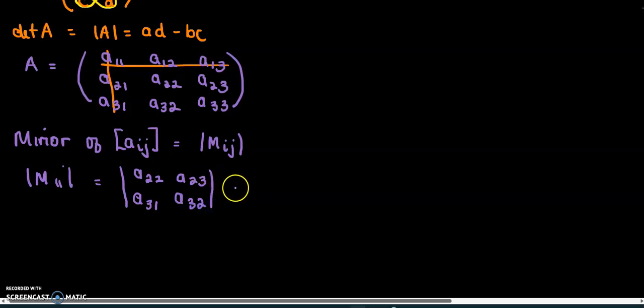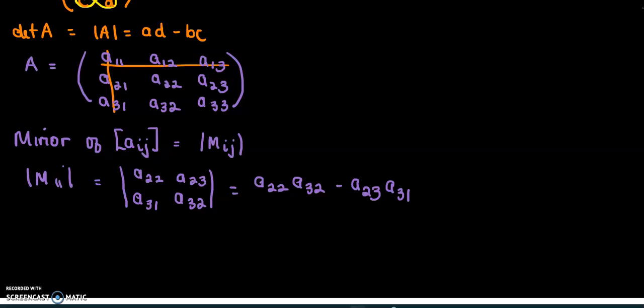So the determinant of that minor is really a22 a33 minus a23 a32.